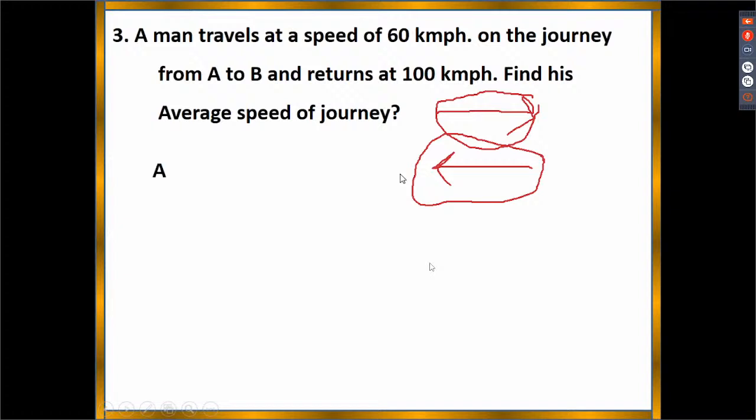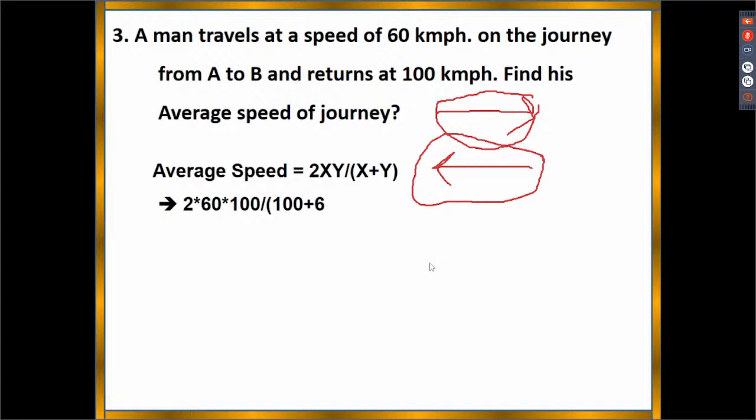Every day you have to spend some time on practice. If anyone thinks, sir, I'm not understanding whether the distance is equal or unequal, it is better to use average speed is equal to total distance by total time. One of the most important concepts. So what is the x value? 60 kilometers per hour. And what is the y value? 100 kilometers per hour.